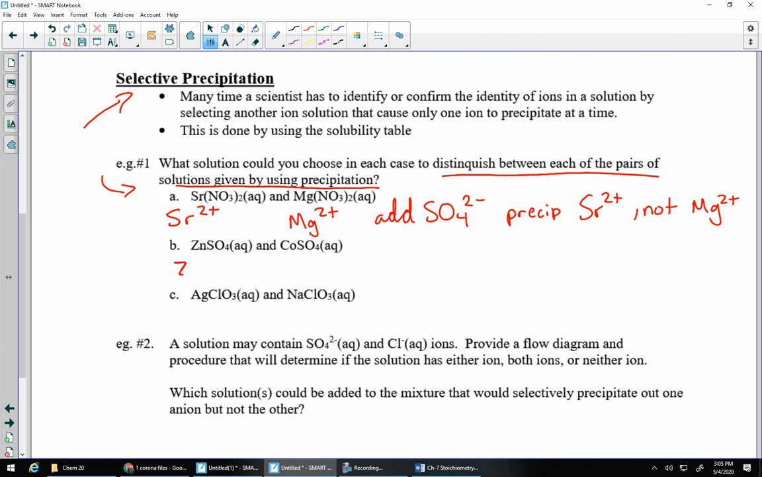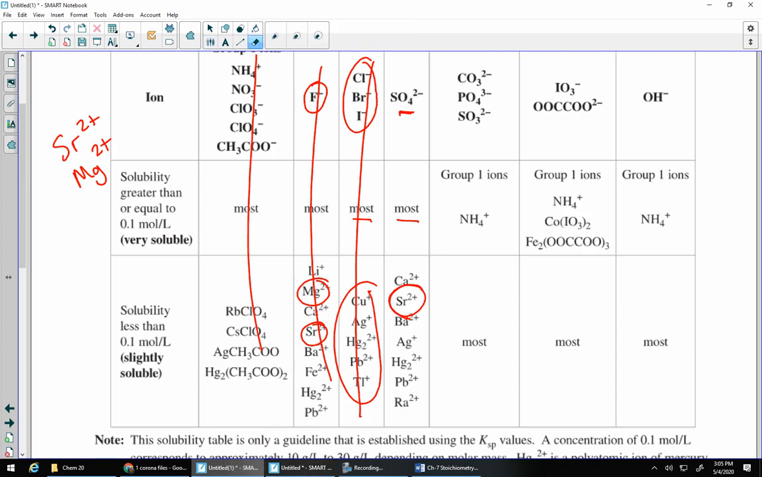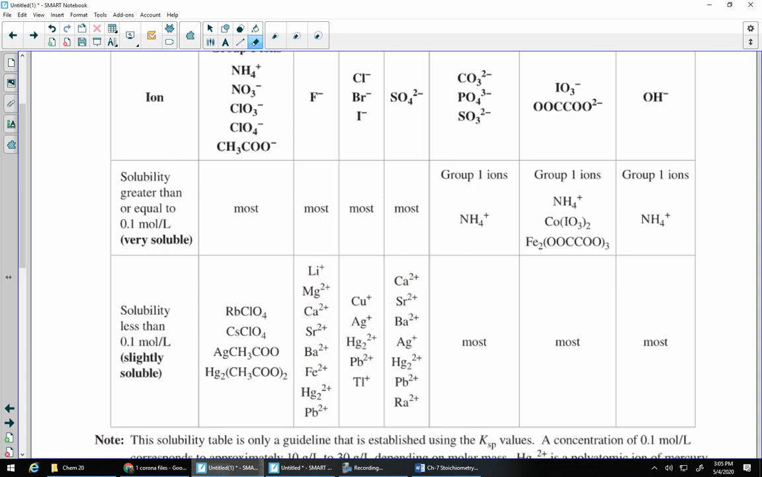So I've got zinc ions, and I've got cobalt. Let's see, that must be cobalt 2 ions, because I believe cobalt has more than one charge. So zinc and cobalt. Let's go back to this and clean it up because it is a huge mess right now. There we go. So Zn2 plus and Co2 plus is what we're looking at here. So something that precipitates one and not the other. So again, I'm going to cross off group 1 stuff. It's kind of useless right now.